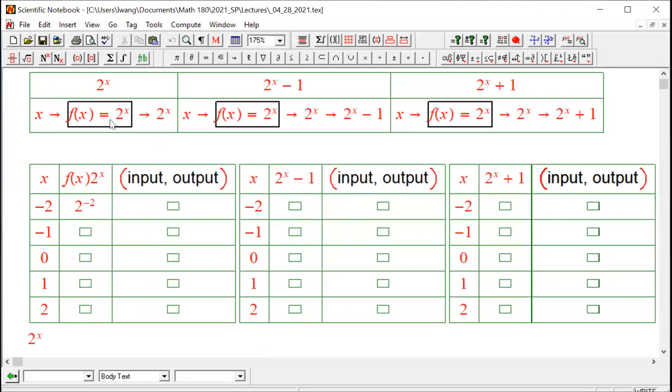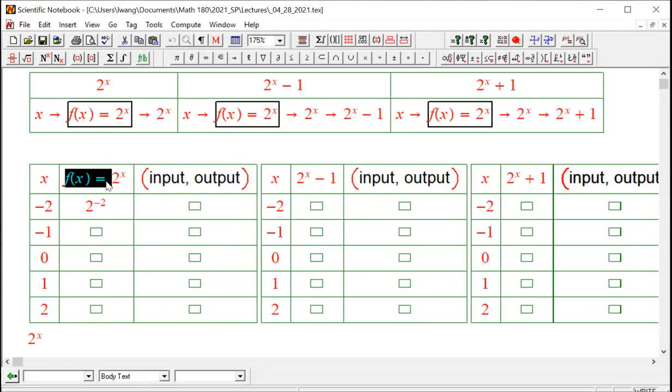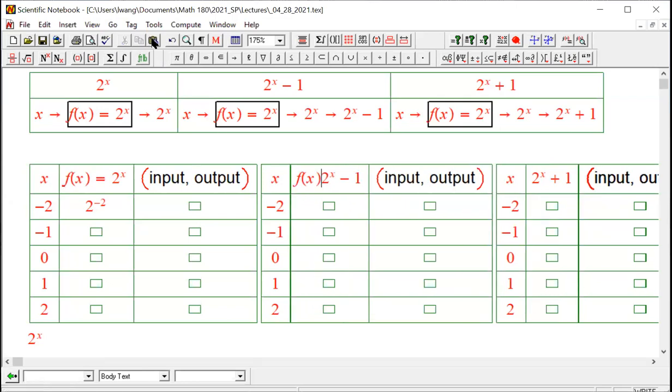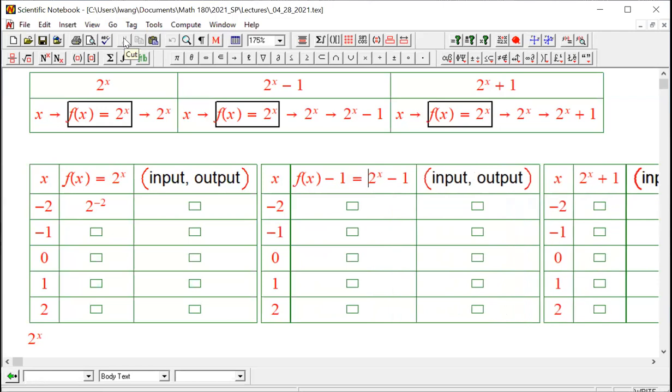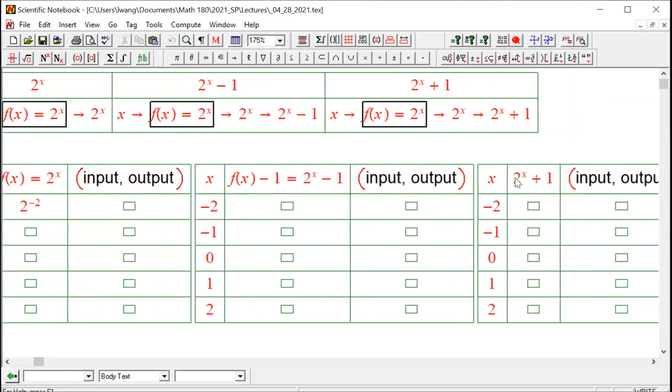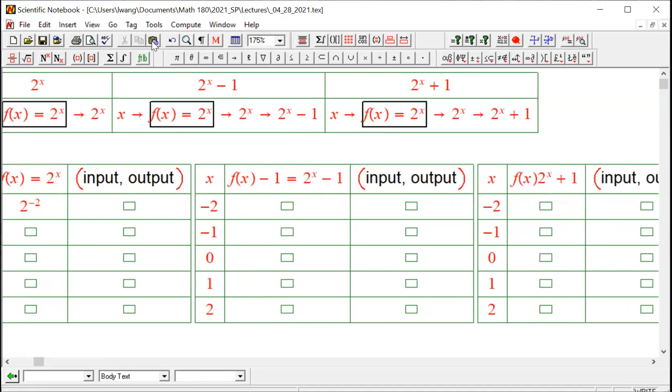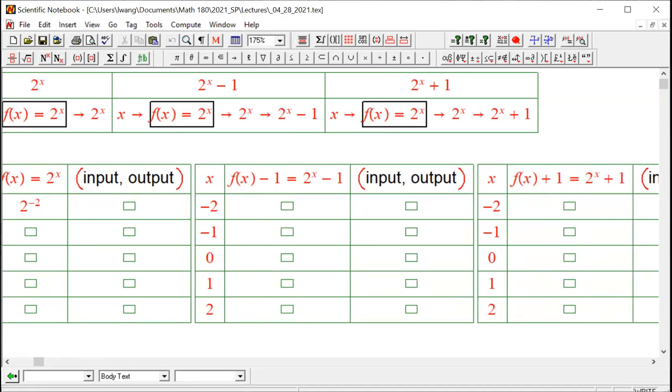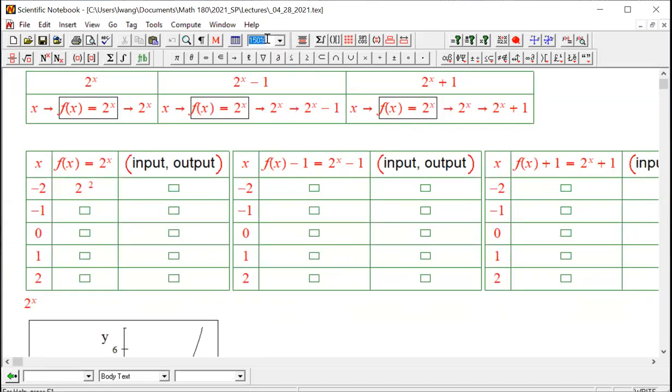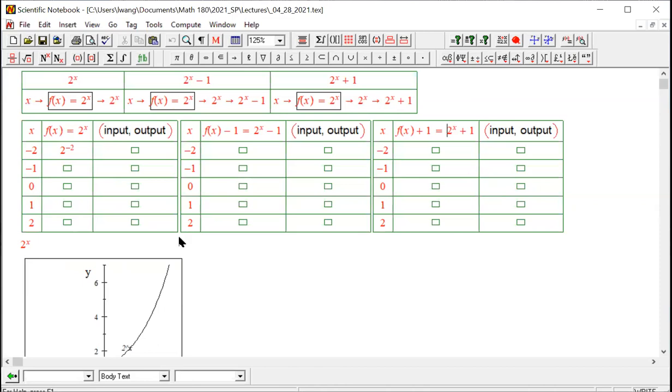Okay, I'm going to use the right notation. Here I'm going to do f of x minus 1. Here I'm going to do f of x plus 1. I want you to get used to these notations. They're very, very helpful, or at least from my personal experience, it helped me. It takes some time to get used to it, but you will.